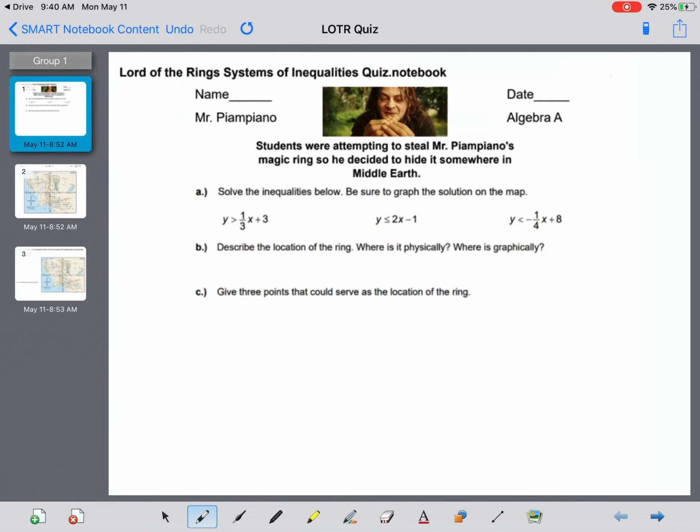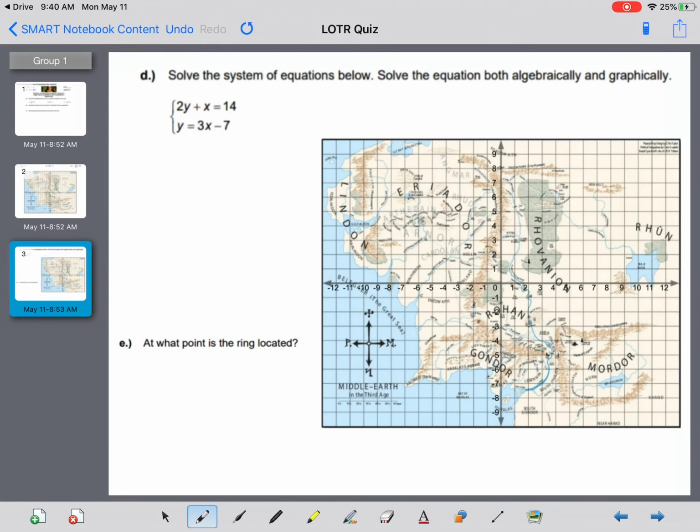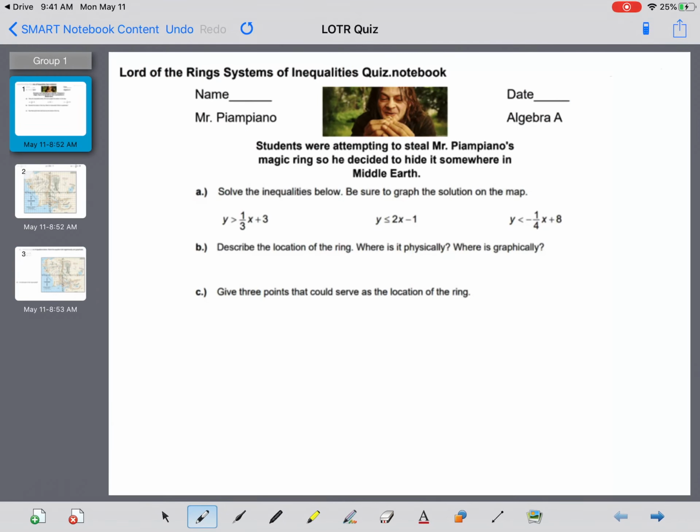All right, so on the front page, you should have an A, B, and C and a graph. Okay, and this is the graph of Middle Earth, right? For Lord of the Rings, if anyone has seen the movies. On the back side, you have two questions and another graph. So we're going to take these one step at a time.